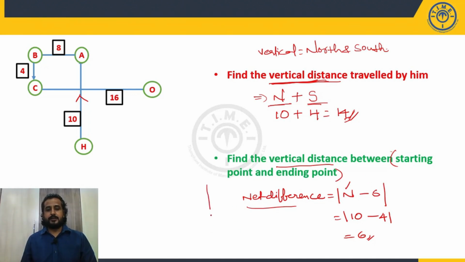So he traveled 10, but came back by how much? 4. So what is the net difference we have? Only 6 meters. That is this. If he traveled a total of 10 and 4 more, so in total 14 he traveled. But what is the net difference? 6. So are you clear?